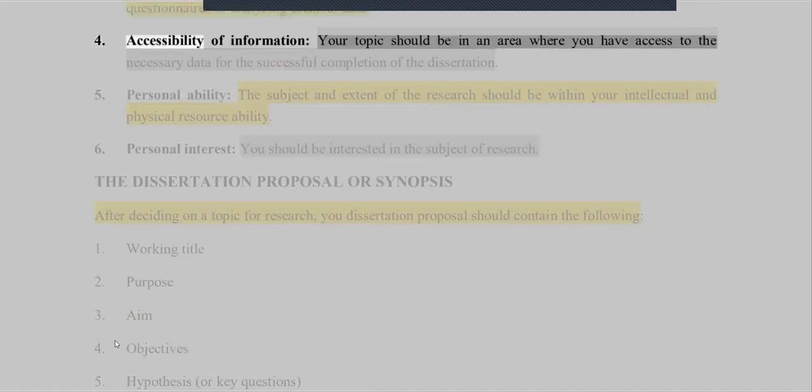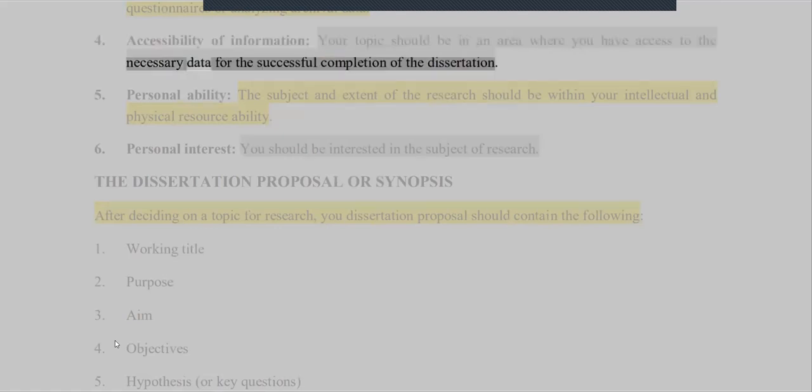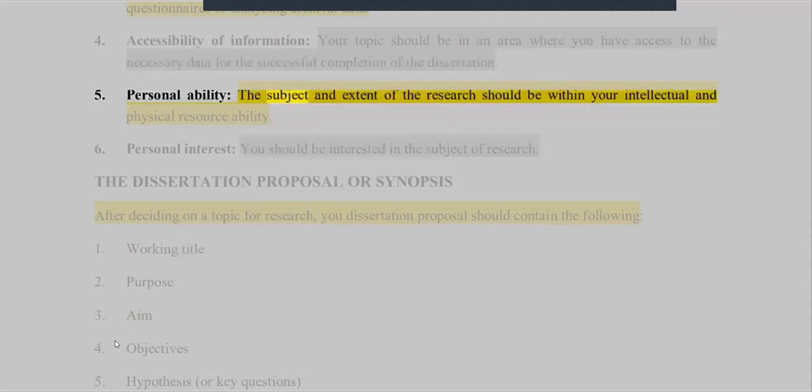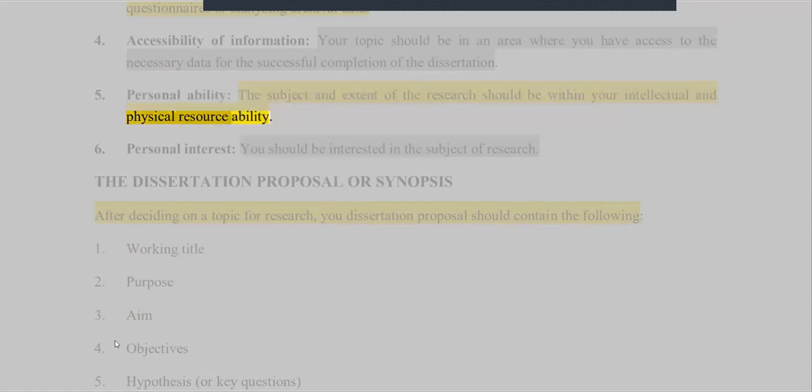4. Accessibility of information. Your topic should be in an area where you have access to the necessary data for the successful completion of the dissertation. 5. Personal ability. The subject and extent of the research should be within your intellectual and physical resource ability. 6. Personal interest. You should be interested in the subject of research.